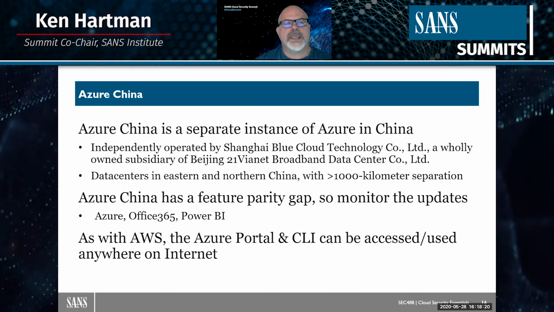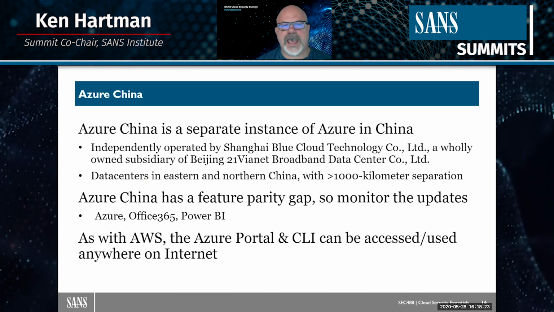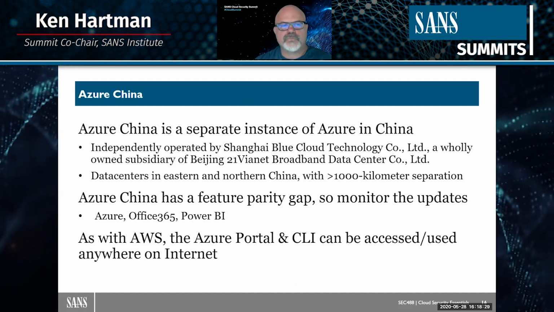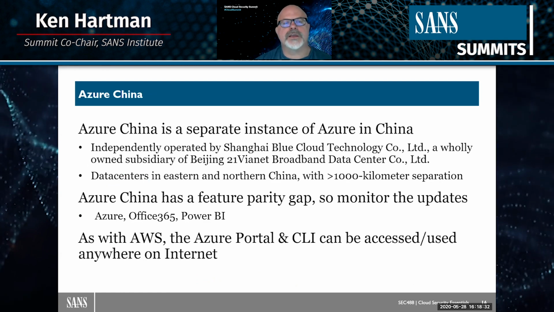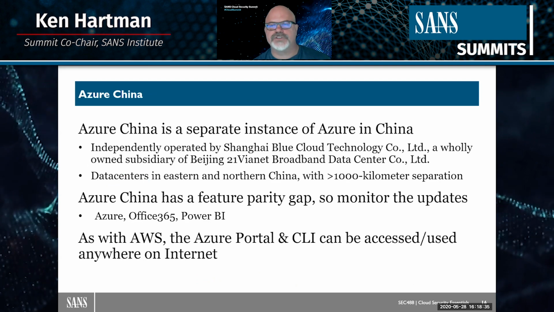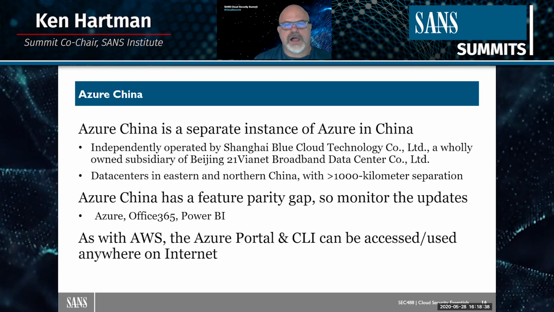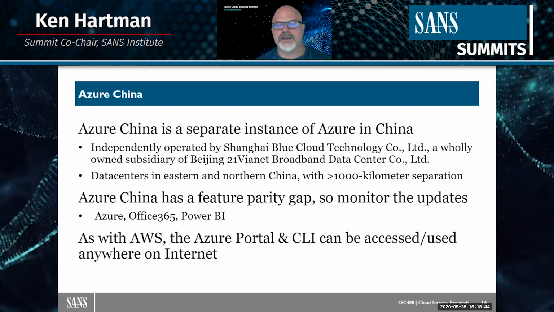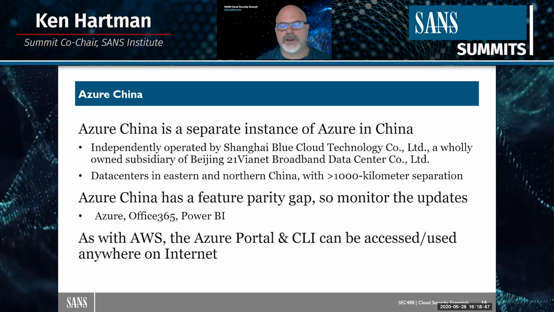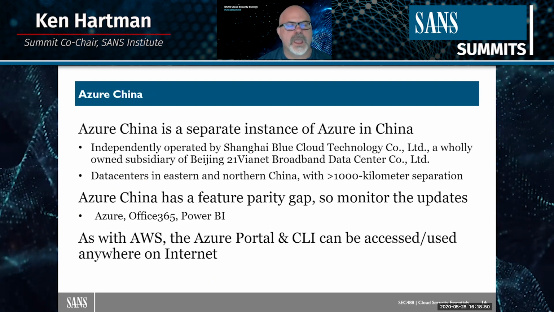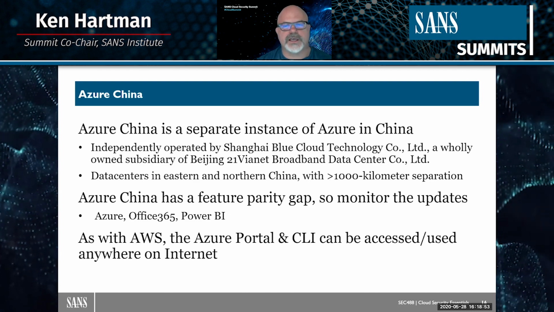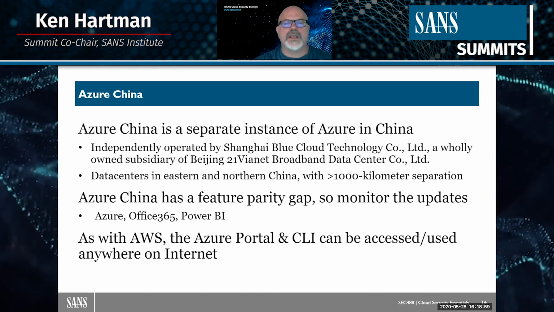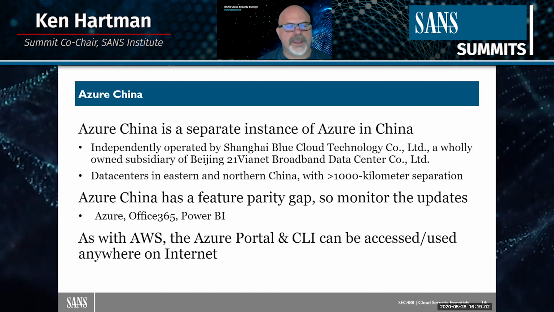Now, Azure is similar to AWS in that they have a completely separate instance of the Azure cloud in China. And that is hosted by Shanghai Blue Cloud Technology Company, just known as Blue Cloud for short. And they have their data centers in Eastern and Northern China with over 1,000 kilometers of separation. And when we talk about Azure China, lumped in there is also Office 365 and the Power BI tool. So that's all hosted by Blue Cloud within China mainland.